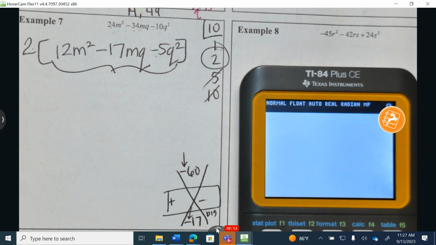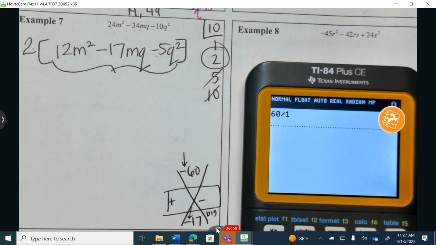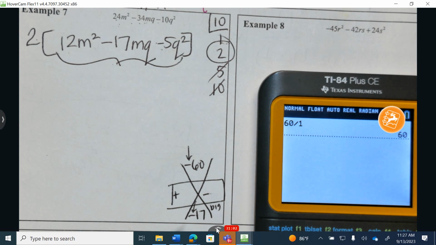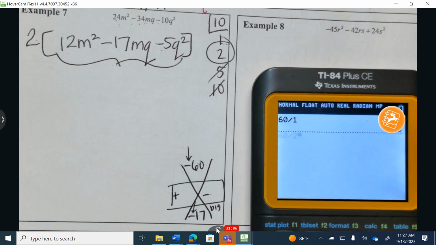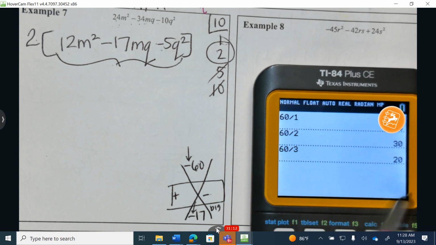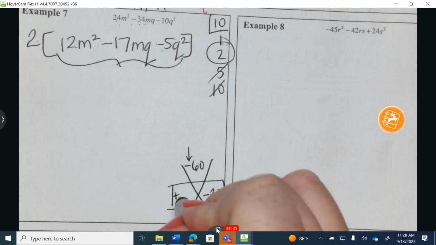Now I'm going to take a calculator, and I'm going to start with this number up top. I don't care about if it's positive or negative. Divide 60 by 1. If you get a nice whole number, then ask yourself, does 60 and 1 somehow give you a 17? No. Nope. Divide 60 by 2. Can 2 and 30 give you a 17? Divide 60 by 3. Can 3 and 20 somehow give you 17? Yes. Okay, now how do you know which one's positive or negative? The bigger one has to be negative, so 20 and 3.